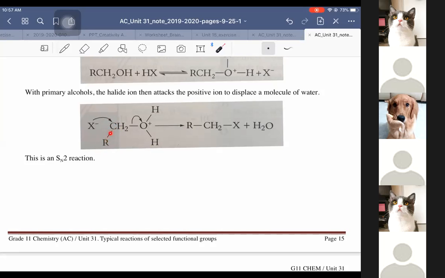So for primary alcohol, what's going to happen is the halide ion will attack this carbon, and then it will form this bond and hence weaken the bond between the carbon and oxygen, so that the water molecule can finally leave. So forming this new bond will weaken the old bond. Finally, we will have the haloalkane and the water molecule here. So that's for primary alcohol. Primary alcohol would undergo the SN2 mechanism.